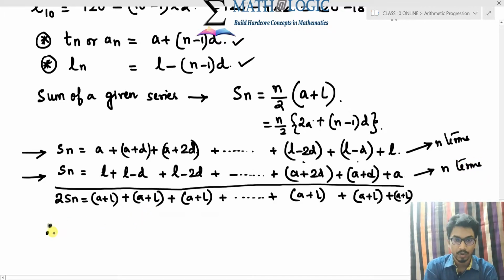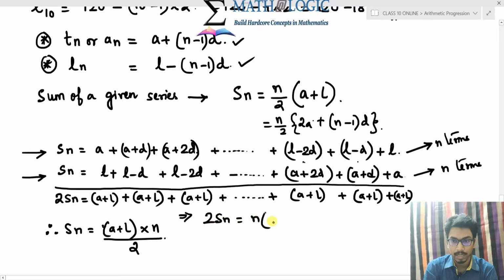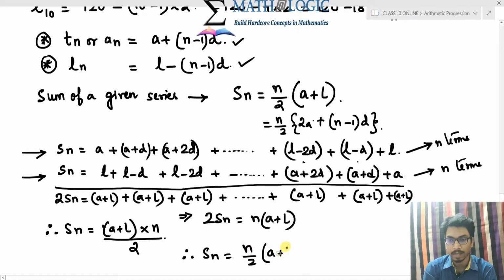Okay. So therefore Sn is equal to, we can say, A plus L, how many times? Obviously n times, and this 2 is divided on this side. Understood or not? It means after this we have written: 2Sn is equal to n multiplied by (A plus L), because A plus L is there n times. So therefore Sn is equal to (A plus L) multiplied by n divided by 2. So thereby we are getting the formula Sn is equal to n by 2 multiplied by (A plus L).